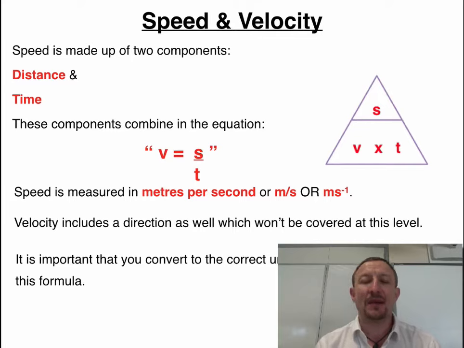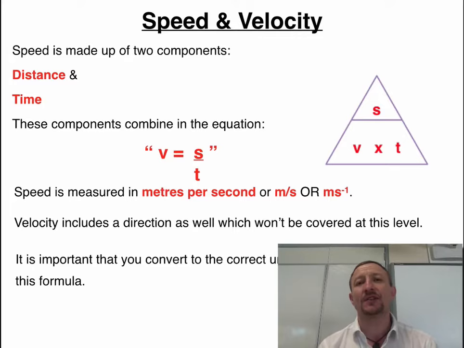Now, as I said, speed is a scalar quantity, but velocity is a vector. This means that it has a size and also a direction. At this level, we will not be covering the direction part of velocity. That will happen in year 11 and 12. But I just wanted you to be aware that velocity is a vector, and as a result, it does have a unit of direction linked with it. But all your questions in this video and in this unit will all be on a scalar version.